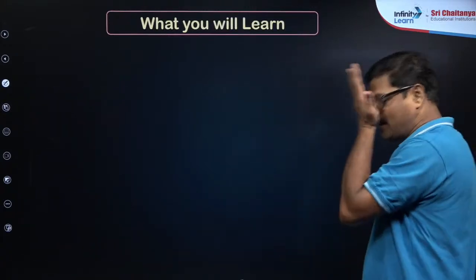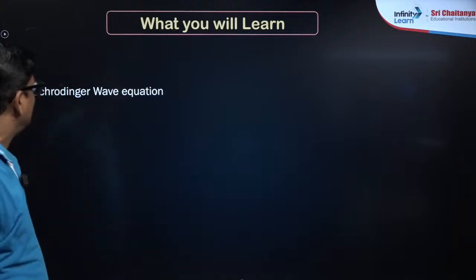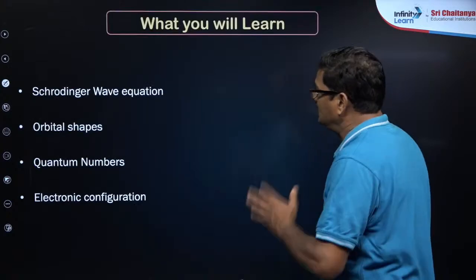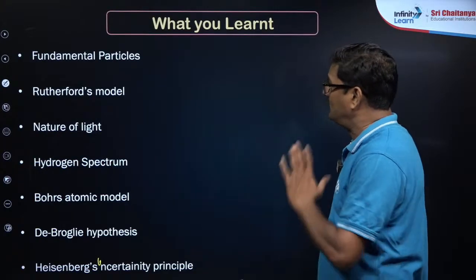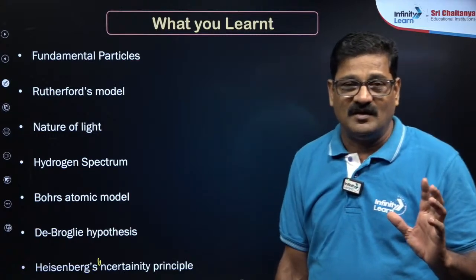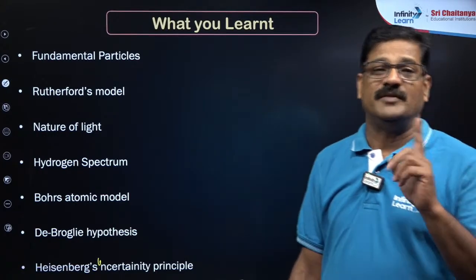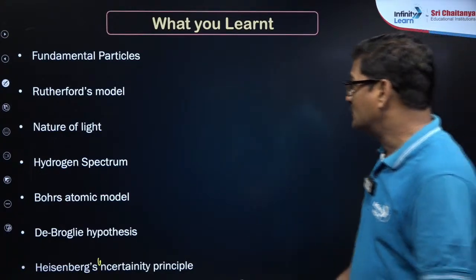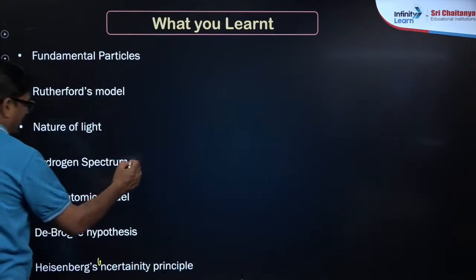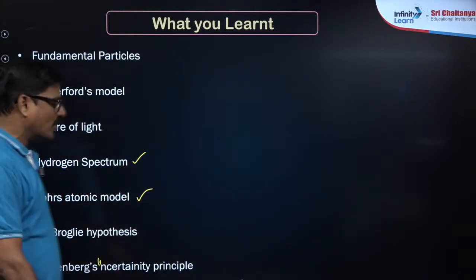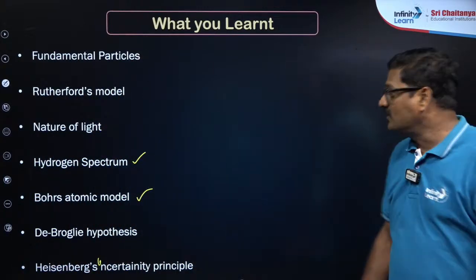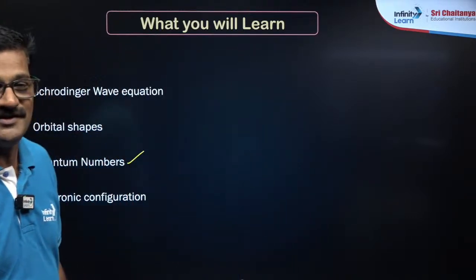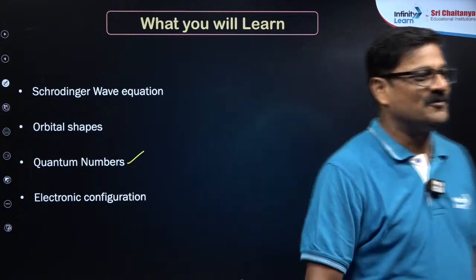Okay, what are we going to study today? What you learn: Schrodinger wave equation and orbital shapes, quantum numbers and electronic configurations. And in the NEET examination, one question will definitely come, if at all a minimum of one question and a maximum of two questions are important from this particular chapter. So if any question you want to get, you can get it from the hydrogen spectrum and Bohr's atomic theory. If not, definitely you will be getting a question from the quantum numbers, my dear students. Right? That's good. Ishita? Fine.